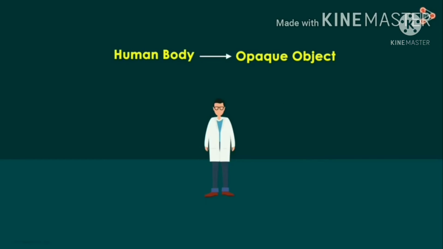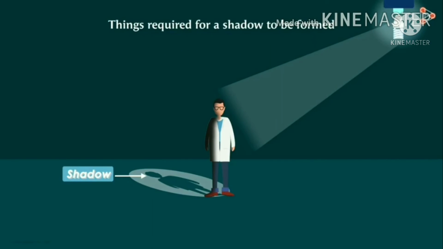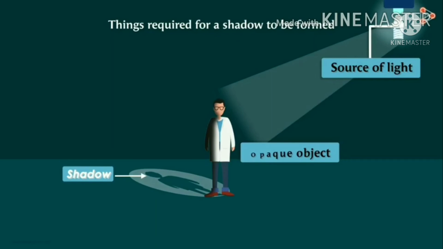What happens when light is obstructed by the human body? We see that the human body is obstructing light here. There is light in front of the human body, but what do you see behind it? Yes, a shadow. This thing you see behind the body is called a shadow. What are the things required for a shadow to be formed? Two things are obvious. First, a source of light which is in front of the body. And second, an opaque object. Here, the human body is the opaque object. Can you identify any other thing we may need for a shadow?